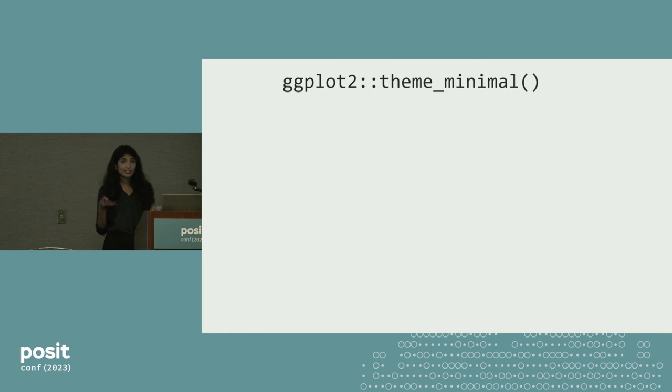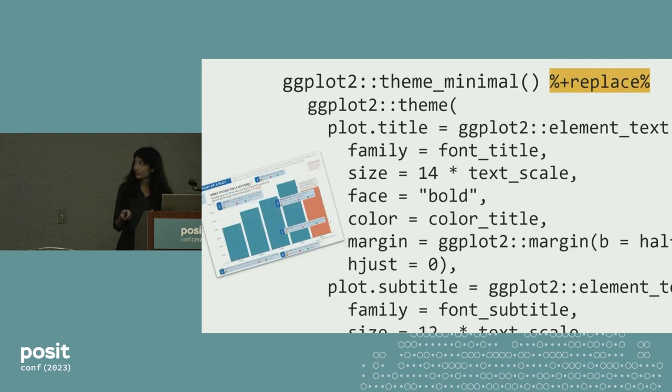To do so, we really liked theme minimal from ggplot as a great starting point for this, and leveraged the replace function from ggplot to then make small refinements on top of theme minimal based on our notes from all of our previous code. And so this was making adjustments to things from title and subtitle all the way down to things like ticks and margins.